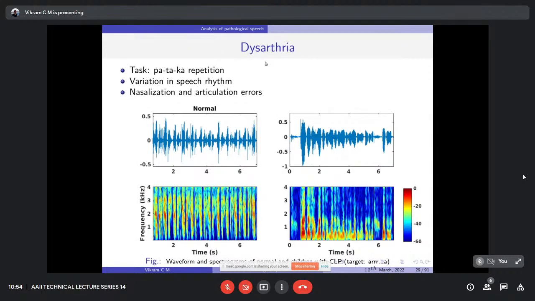This is for the dysarthria. In case of dysarthria, since our speech production system and the nervous system don't have proper coordination, due to that we can't produce sounds rhythmically. Suppose this is a repetition of the sound like pataka pataka pataka. In case of normal speech, we can see that the pattern is almost consistent, whereas for the dysarthric speaker, after some time they can't produce such rhythmic sounds.